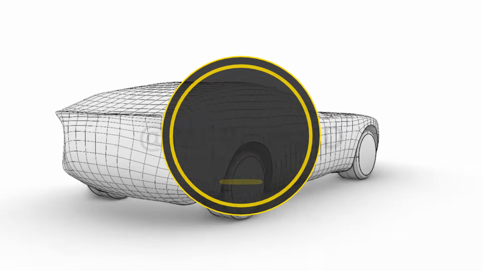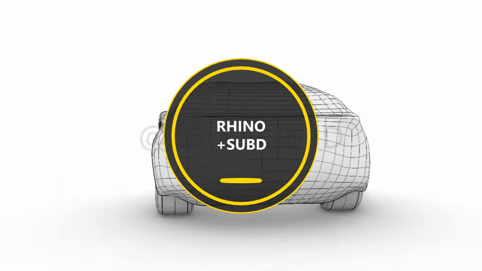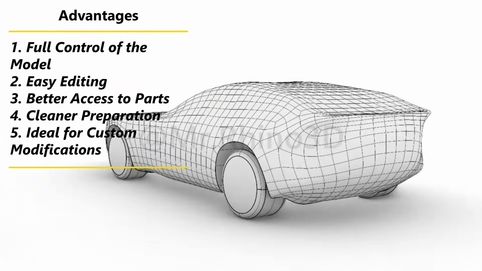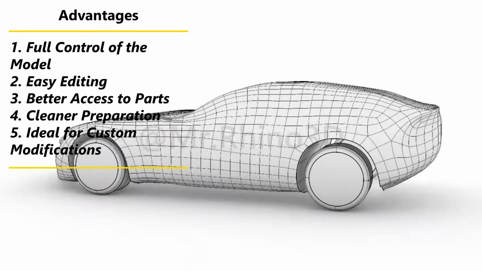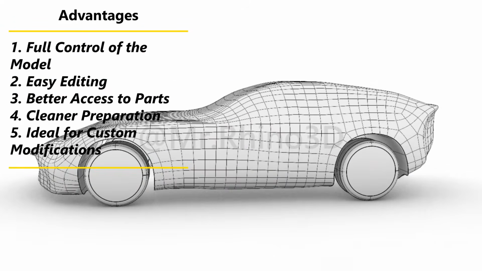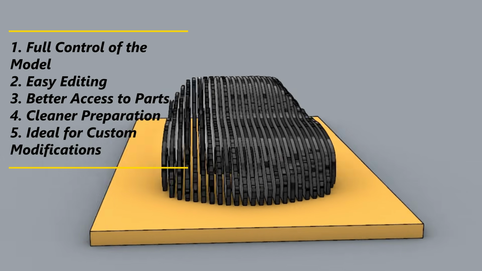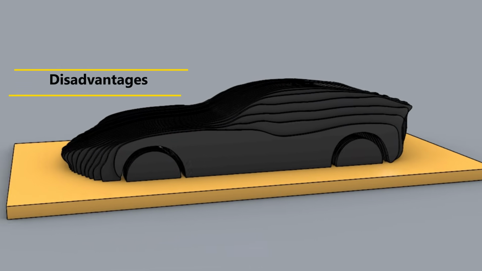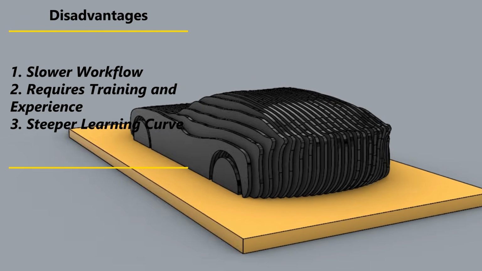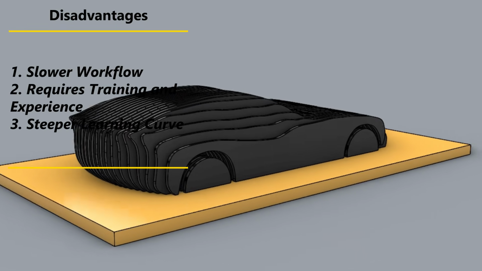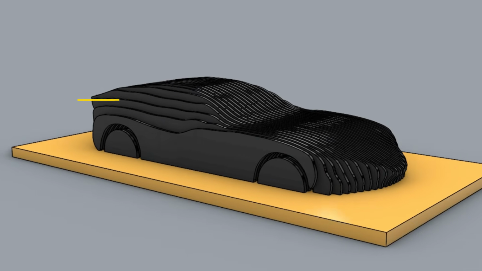Now let's compare both workflows. Rhino plus Sub-D advantages: full control over the model, easy editing during and after modeling, better access to individual parts, cleaner preparation for CNC slicing, ideal for custom modifications. Disadvantages: slower workflow, requires training and experience, steeper learning curve.